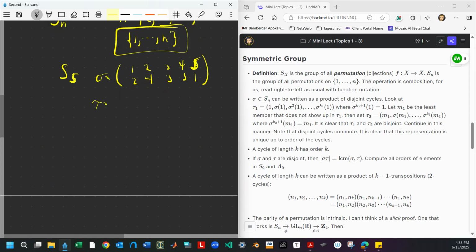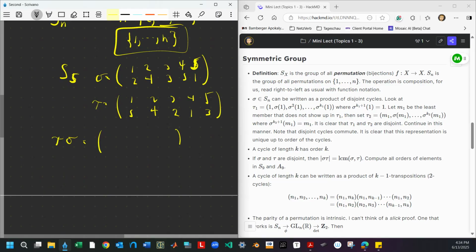And let's say tau is, so I'll write another one, 1, 2, 3, 4, 5. Let's just make up something else, 5, 4, 3. Let's see, what am I missing? Okay, so there's another one. And when I say tau sigma, I mean do sigma first and then tau.